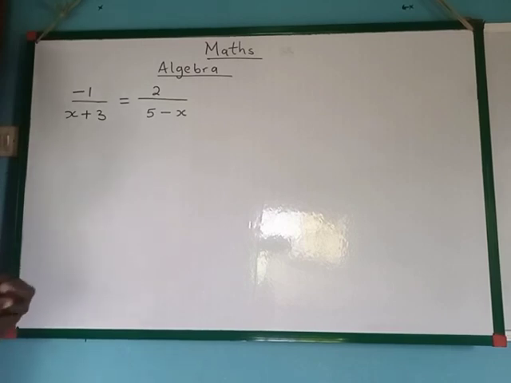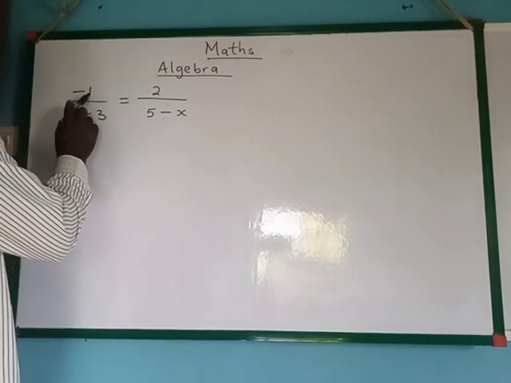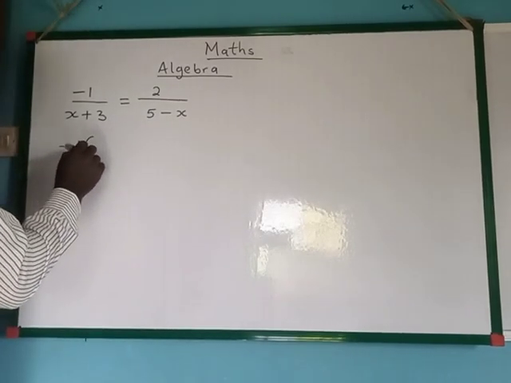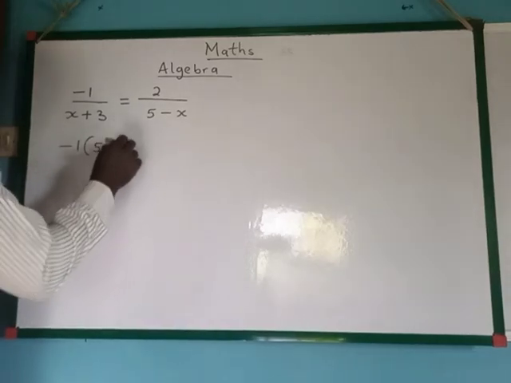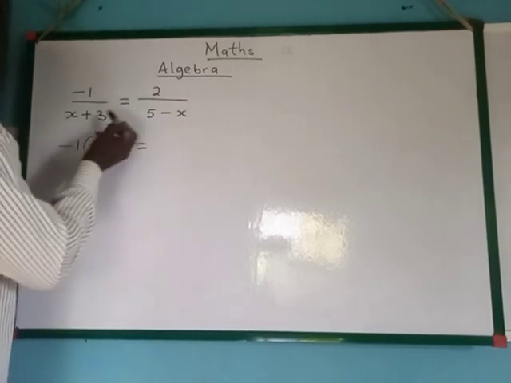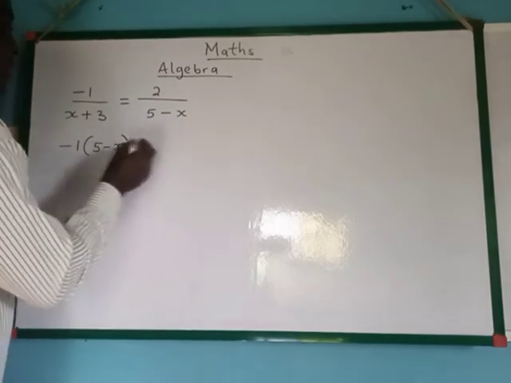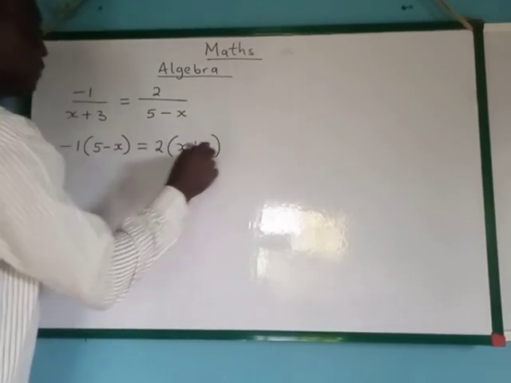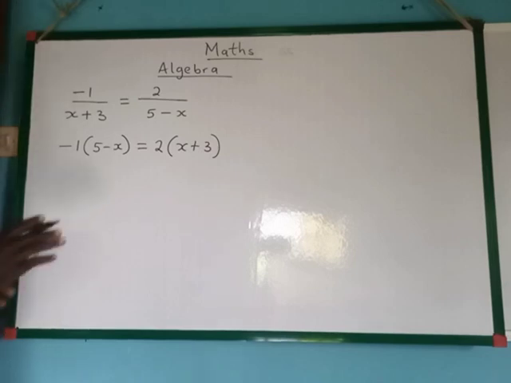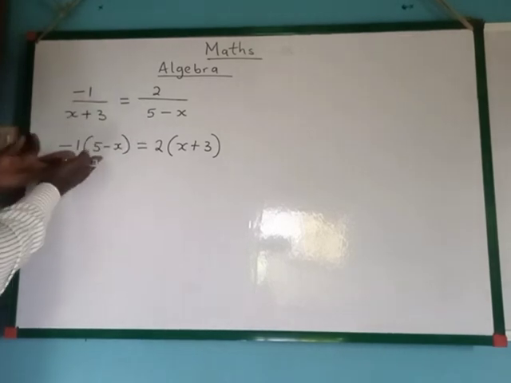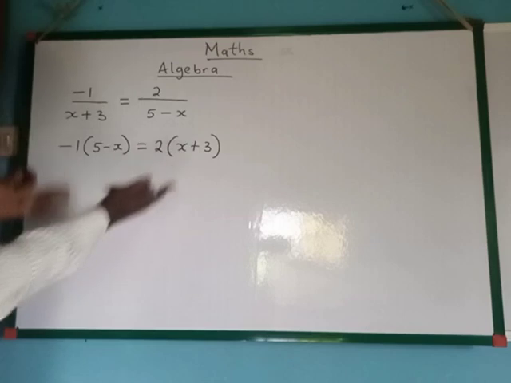What we do first is to cross multiply this kind of equation. How do we cross multiply? We take the numerator of this to multiply the denominator of the right hand side, which will become minus 1 multiplying 5 minus x. Then we introduce the equality sign. Then we also take the numerator of the right hand side to multiply the denominator of the left hand side, which will now become 2 multiplying x plus 3. This is cross multiplication, making the equation a straight equation, no longer a fraction.